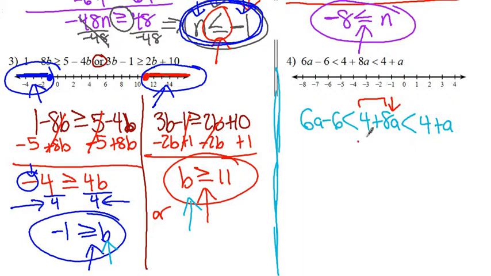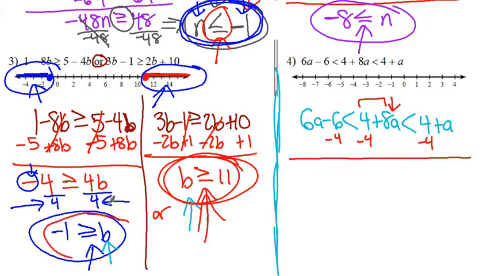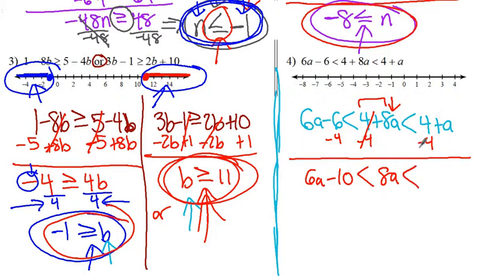So I don't want any numbers here, so we'll subtract the 4. Our answer is supposed to just have a single variable, like the b or the n over here. So we'll get rid of this. So we have 6a, negative 6 minus 4 is minus 10, and then we have 8a still in the middle, and those 4s go away. We're left with a. Again, I just want a in the middle. I don't want 8a in the middle.